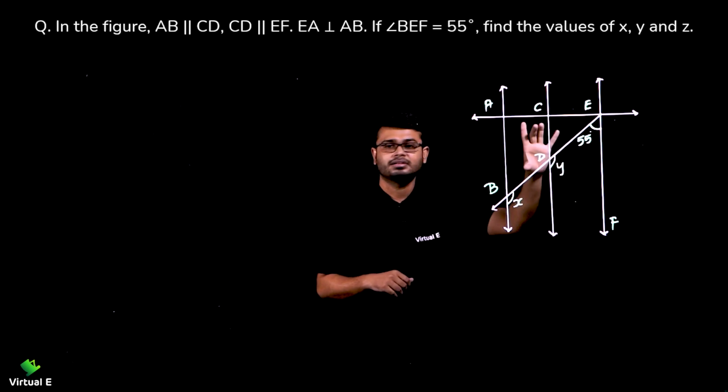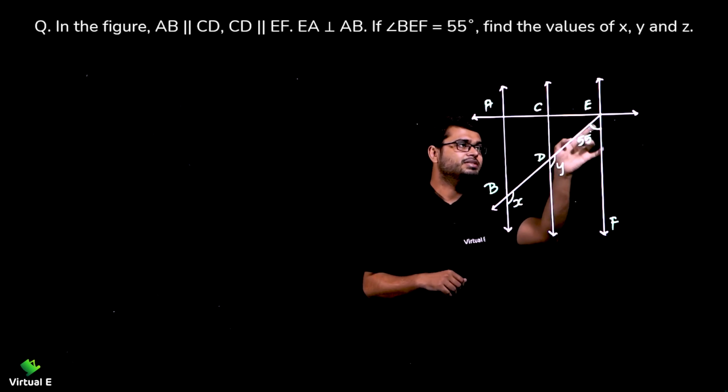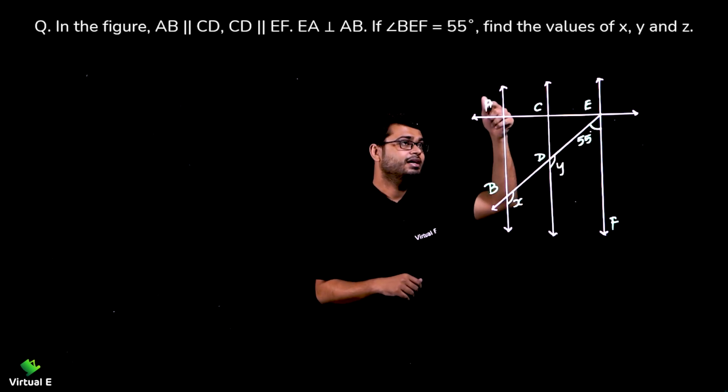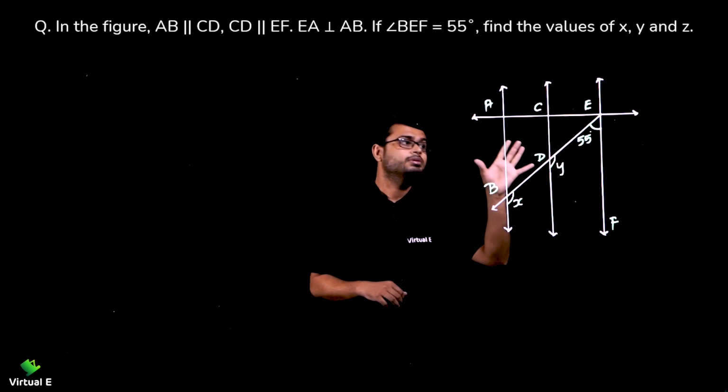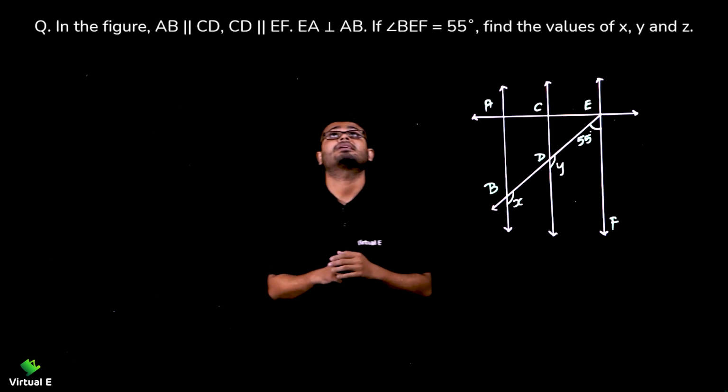See, these two lines are parallel and these two lines are parallel. So can we say that AB parallel EF, right? We can say that as well. So this is the idea behind the three parallel lines.